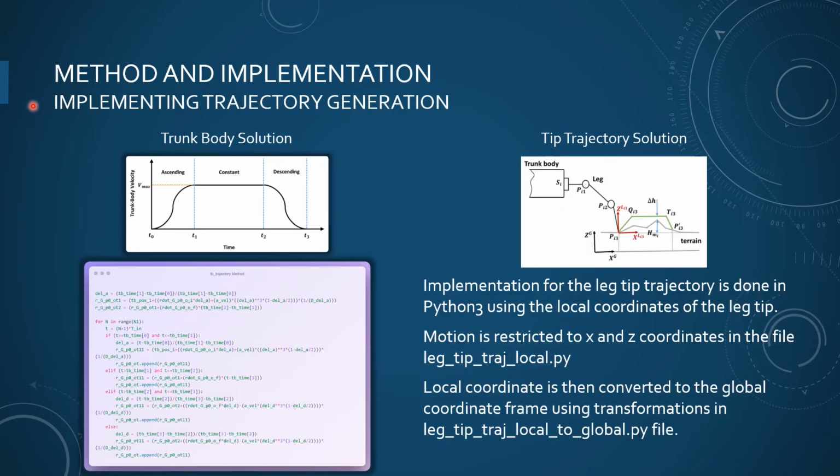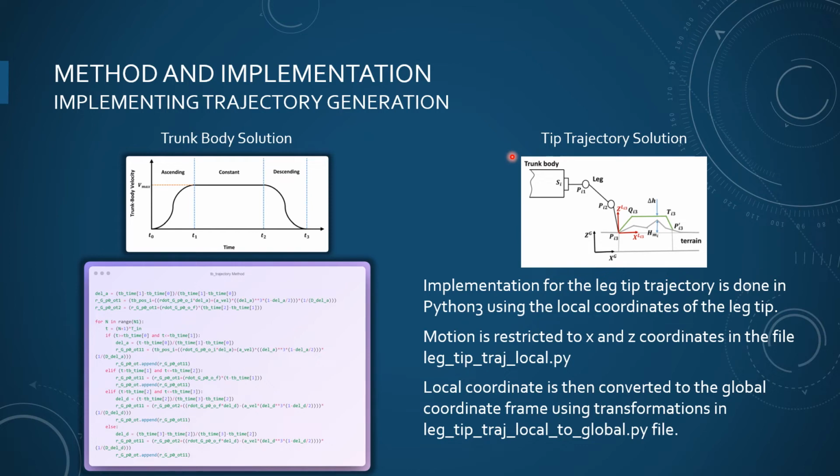Next I will explain the implementation of trajectory generation. Here we can see the trunk body solution. The trunk body velocity profile can be seen here, in which T0 to T1 is the ascending phase, T1 to T2 is the constant velocity phase and T2 to T3 is the descending phase. This is implemented in the TB trajectory method.